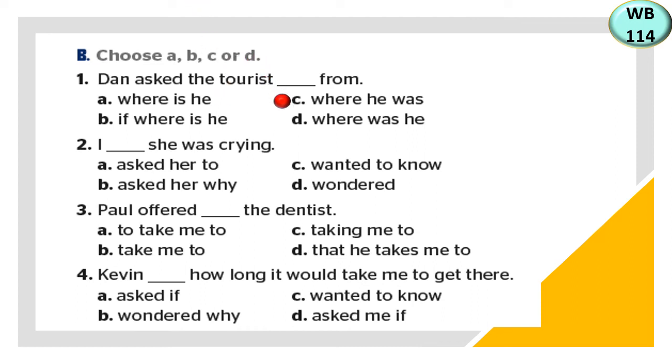The first question, the answer is C. Because in A and B, we have a present verb, and C has the correct word order, where he was. Question number 2, the answer is B, because it's the only choice that has the question word why. Number 3, the answer is A, because the verb offered must be followed by the preposition to. Number 4, the answer is C.